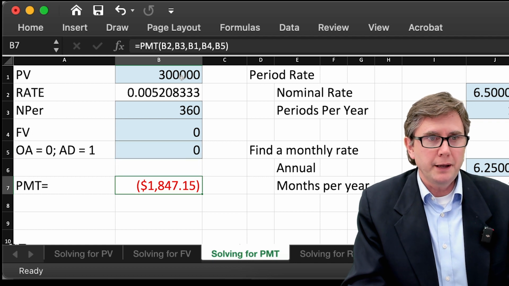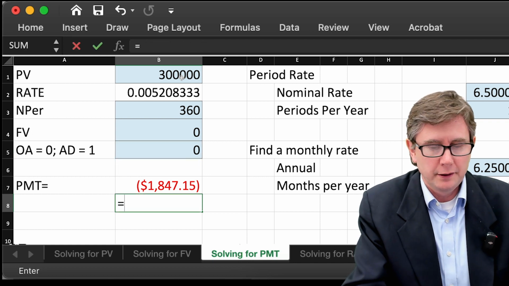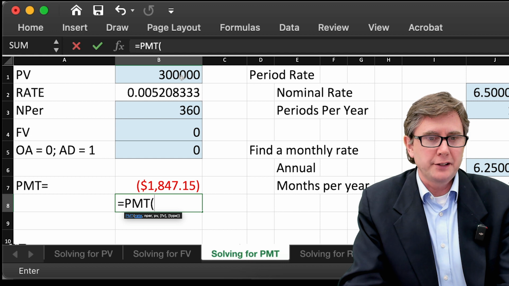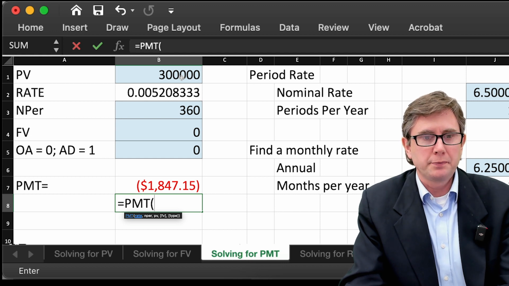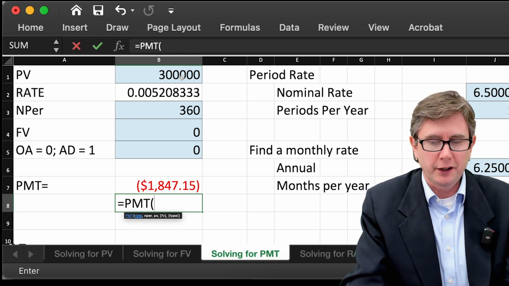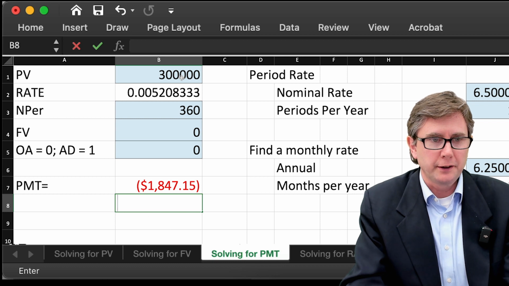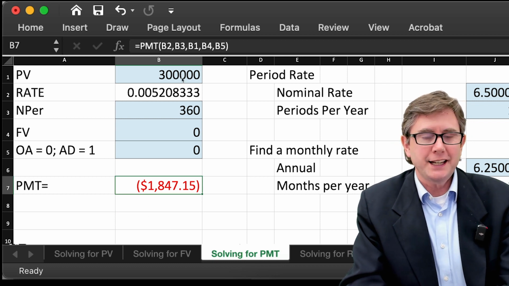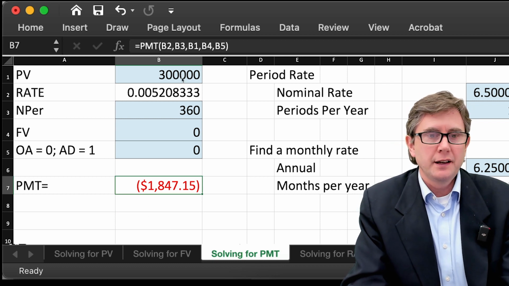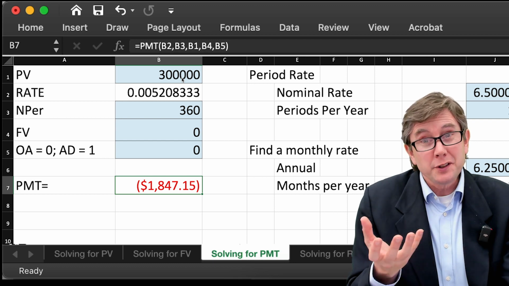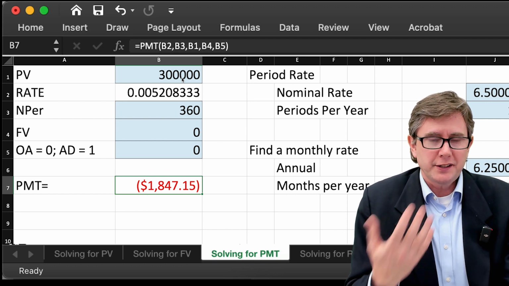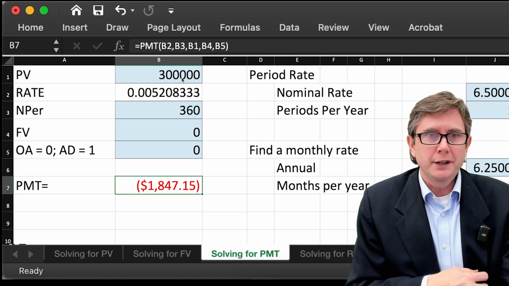And then go ahead in your payment, right? You just hit equal payment, and you can see Excel asks you for the rate, number of periods, present value, future value, and type, and I've got all that keyed in a little spreadsheet here. So the payment, $1,847.15. In my opinion, a little easier than doing it by hand, but that's going to be what the monthly mortgage payment is for this problem.